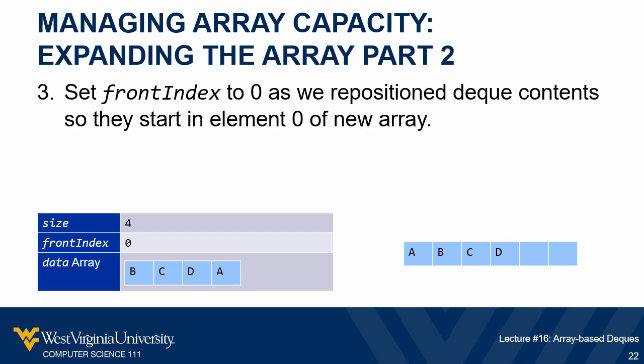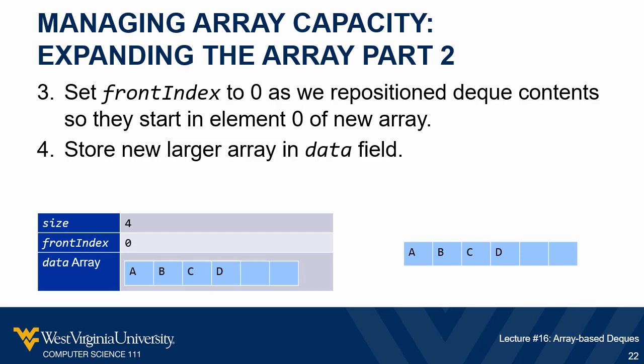Since we've repositioned things to make the front of our new array be in element 0, we're going to set front index back to 0. And then we just need to store that new larger array inside of our data field. And that'll take care of expanding our array. Let's see how we actually want to code this up in Eclipse.